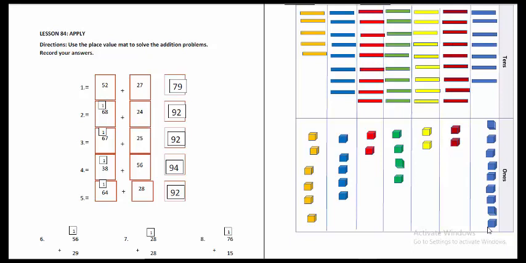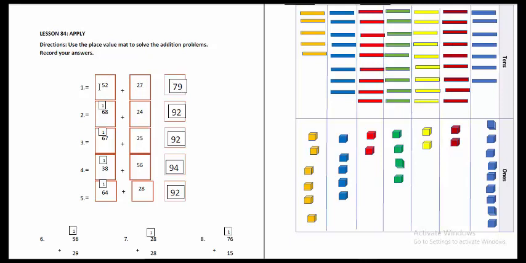Now we will return to lesson 84, page 44, and we will answer the addition problems. After we finish, we have to record the answer or the sum on the place value mat on page 45. Number 1, 52 plus 27. Ones plus ones, tens plus tens. 2 plus 7: 7 in your mind, 2 on your fingers. After 7: 8, 9. 9 ones.